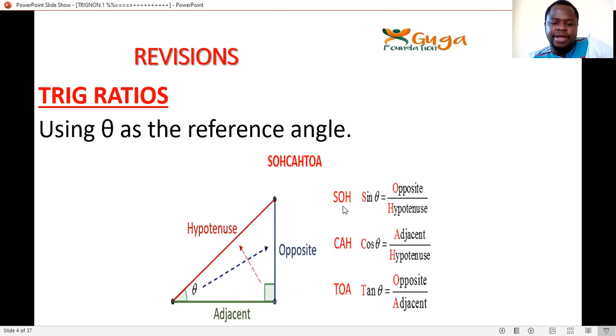So suppose you are given, let's use sine. You'll have sine theta, which is opposite over hypotenuse. And then we've got cos, which will be adjacent over hypotenuse, A over H. And then you've got tan, which is opposite over adjacent, O over A.